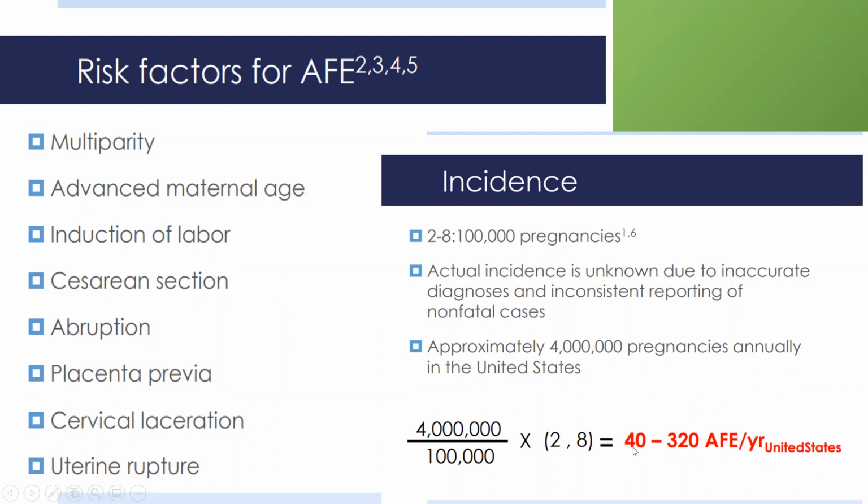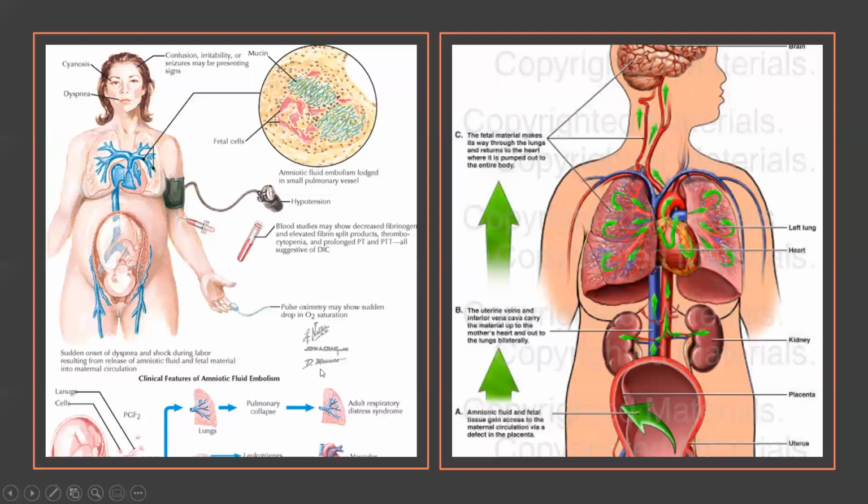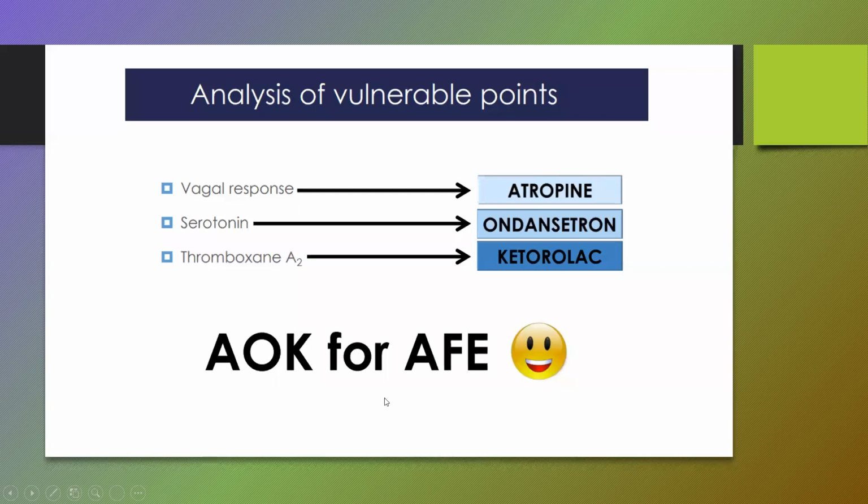Thankfully, like I said, it is a pretty rare event. So we're somewhere between 40 and 320 AFEs a year in the United States. This is just a diagram of the pathophysiology of it. You can stop and kind of read through this if you want to know more about it. And there are some ideas, some studies about doing some treatment. This is, again, in the research phases.